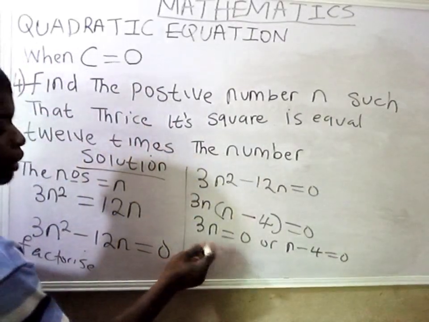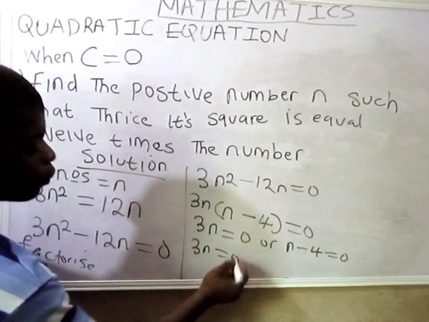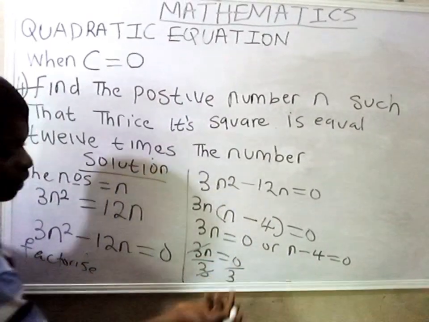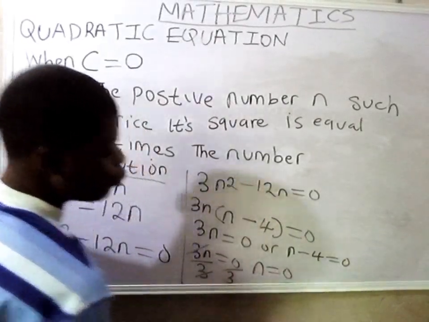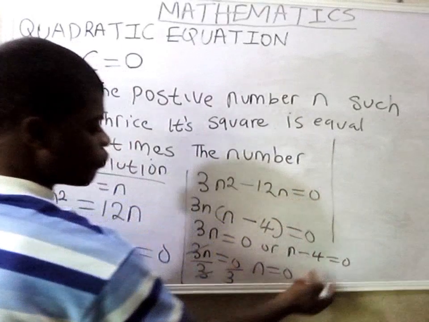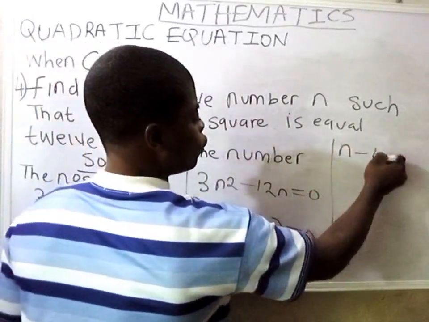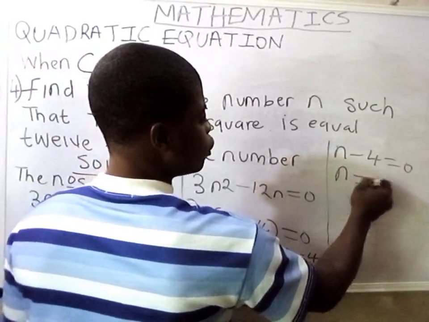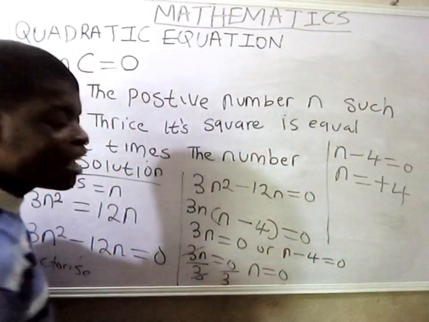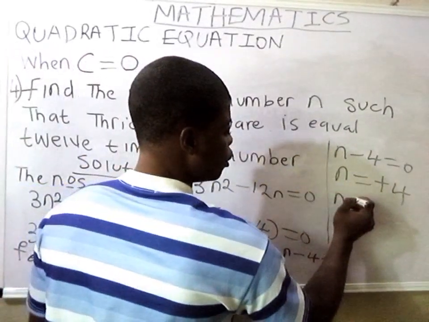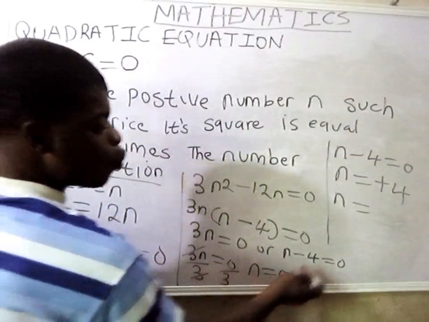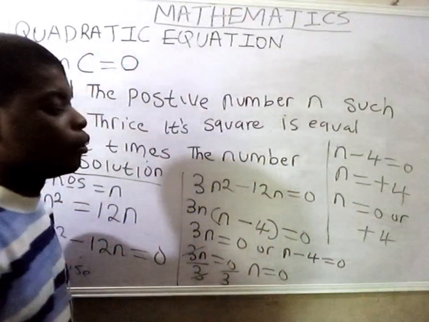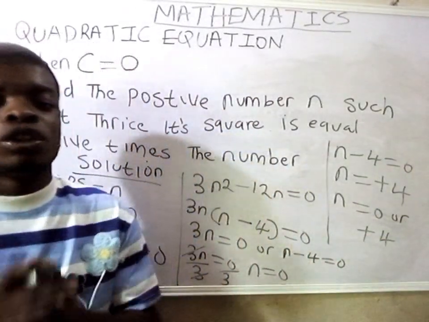So let's solve for this one by saying 3n equals 0. Divide both sides by 3. 3 cancels out. 0 divided by 3 is 0. So n equals 0. We're not done. The next, n minus 4 equals 0. So bring this 4 over by saying n equals plus 4. So our final answer is n equals 0 or plus 4. So this is the answer to question 4.